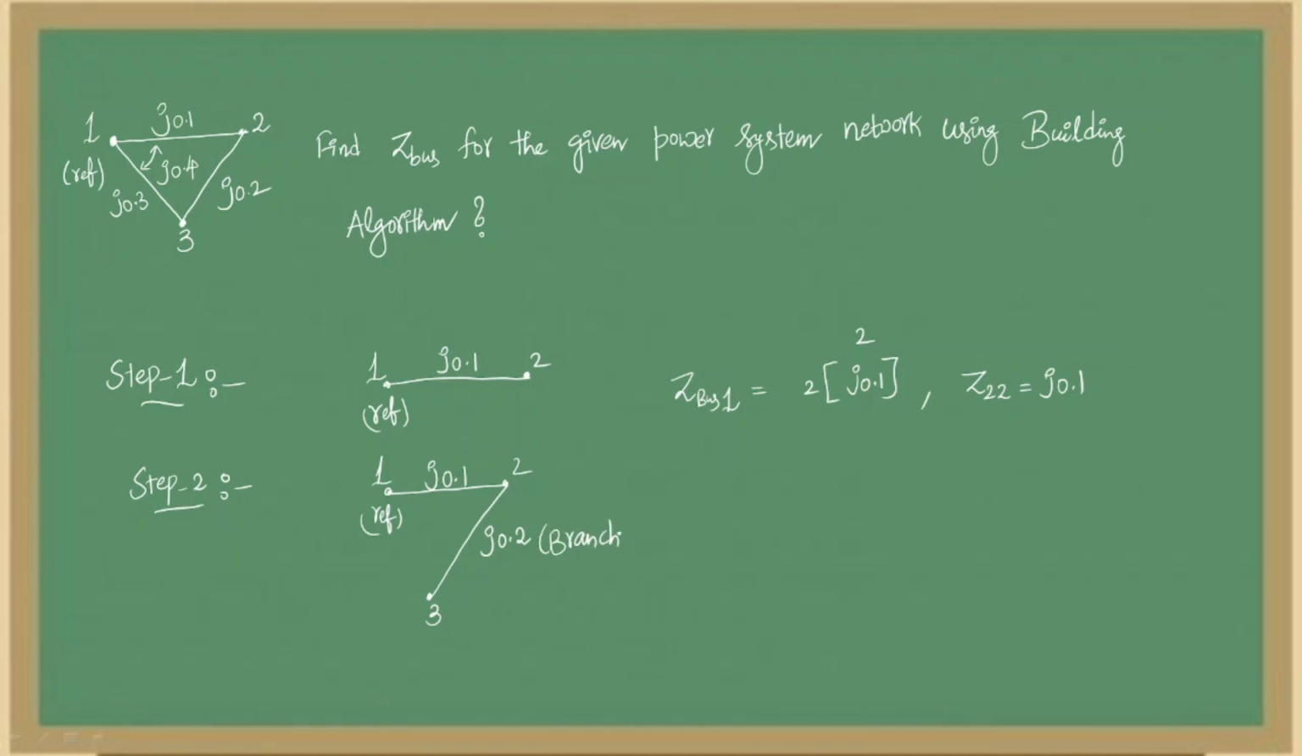As we are adding an element between an already existing node and a new node, this element is considered as a branch. When you are considering the element as a branch, you need to use the mathematical expressions related to addition of a branch. Now I am assuming that the bus impedance matrix which is obtained in the second step is Z bus 2. Now we know already, or we can understand from our previous classes, when you add a branch, automatically the order of the matrix increases by 1.